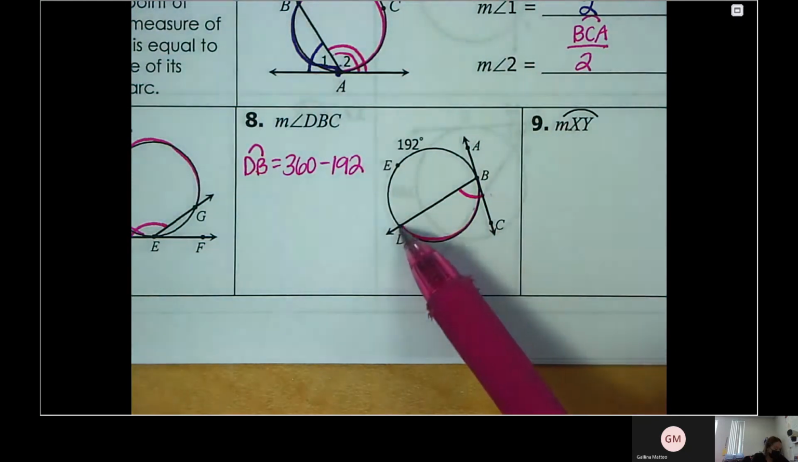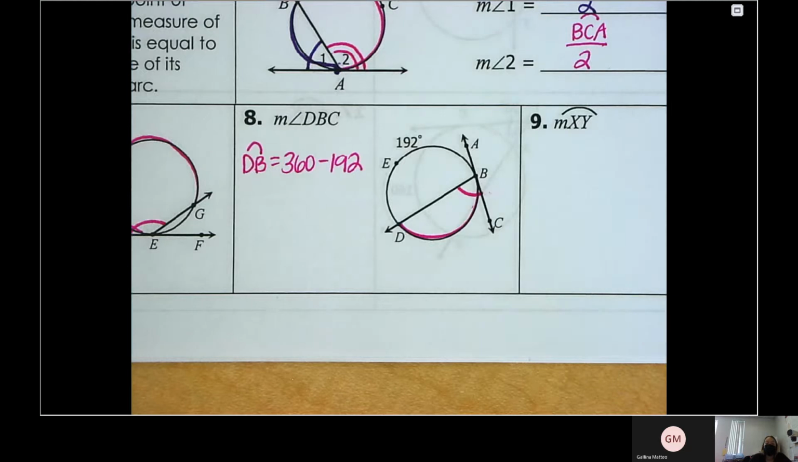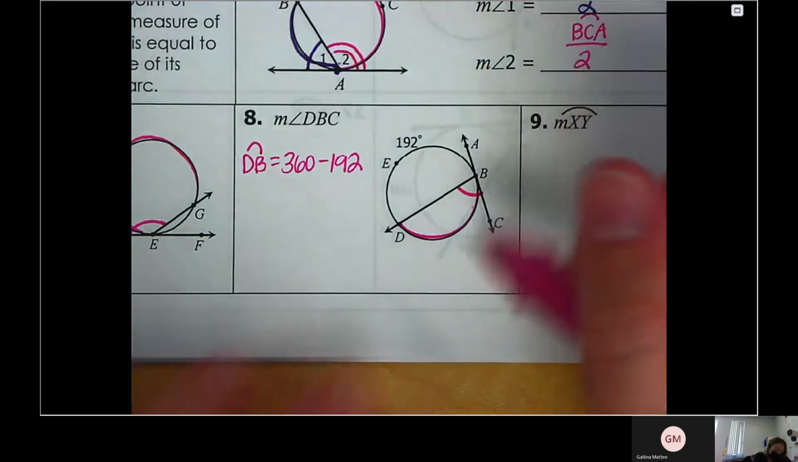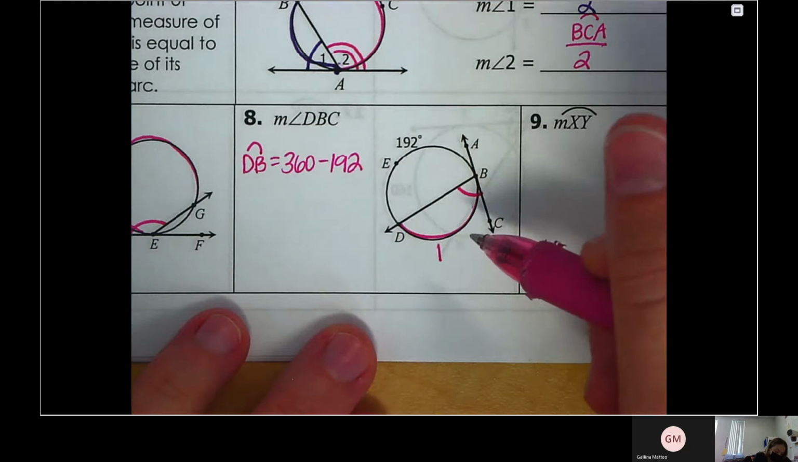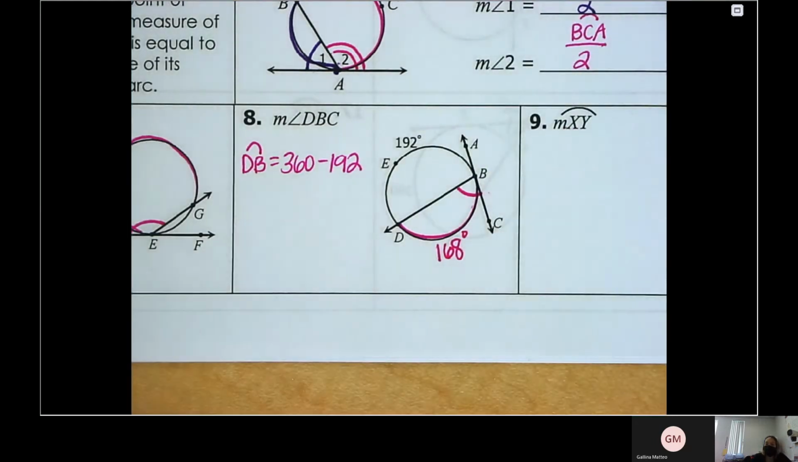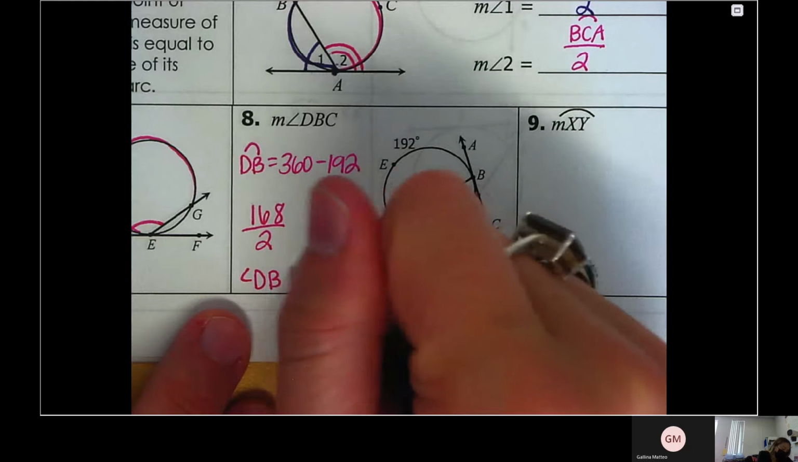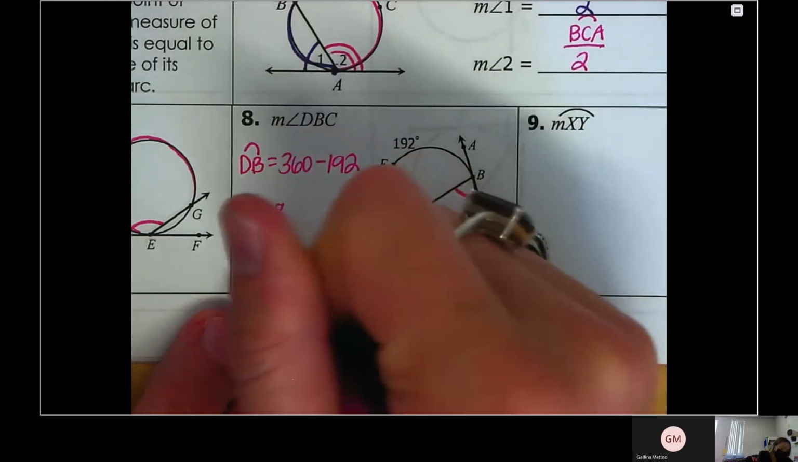And that'll give me the arc right over here. So if I take away 192 from 360, I get 168 degrees. And that's the full arc from D to B. But then how do I find angle DBC? Divide it by 2. Perfect. So angle DBC is 84 degrees.